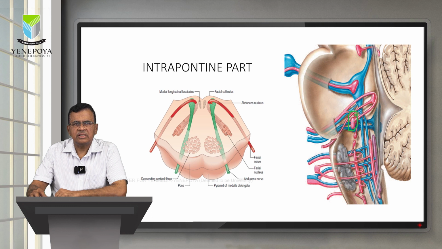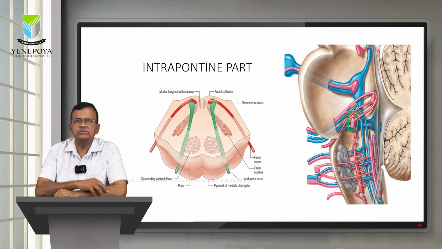Today I am dealing with the facial nerve because this is the commonest of the cranial nerves which is getting paralyzed. The reason behind is the facial nerve has a complicated and adventurous course. The first part of the facial nerve commences from this nucleus which you are seeing.